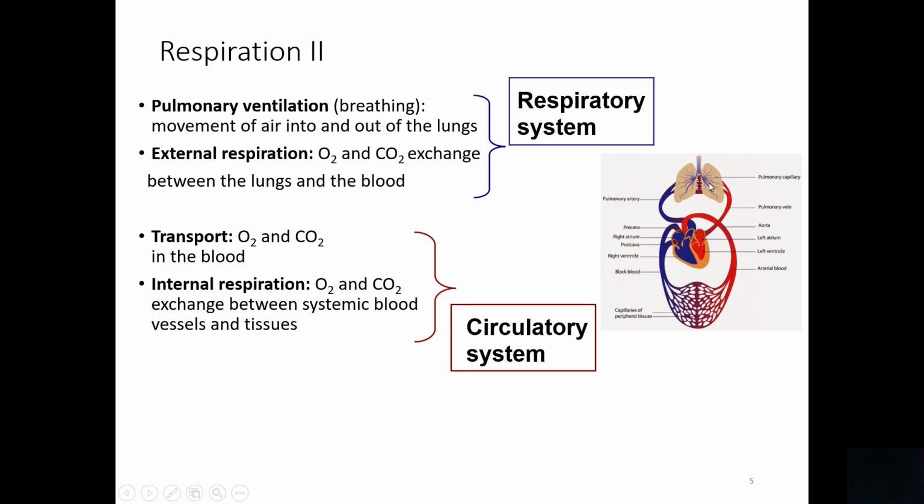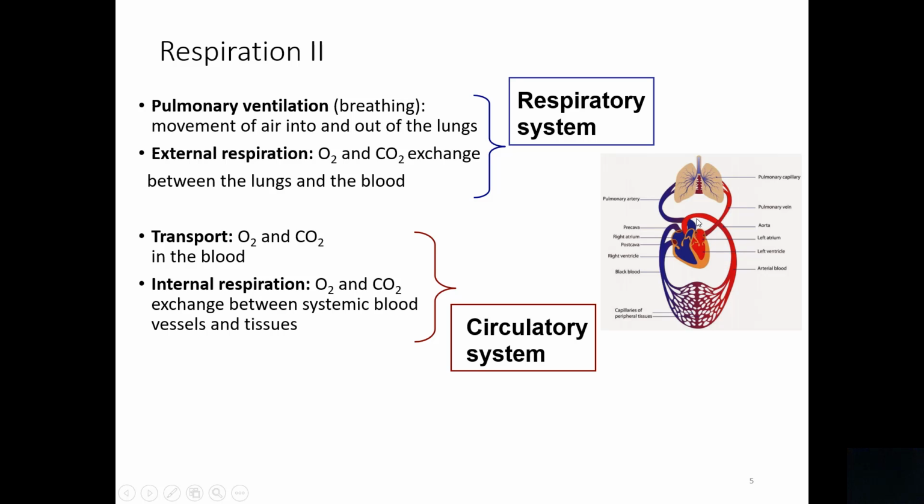Next one, external respiration. That is the process of exchange of oxygen and carbon dioxide right here between the lungs and blood vessels. Our alveoli inside of the lungs give away oxygen to the blood and take carbon dioxide from the blood. So that happens in the lungs. That is gas exchange between lung alveoli and blood vessels, and that is called external respiration.